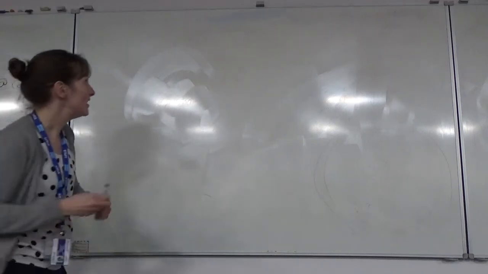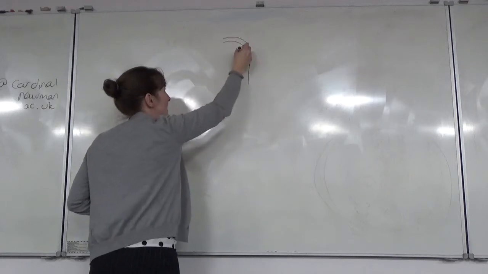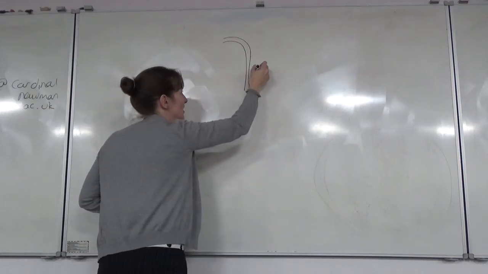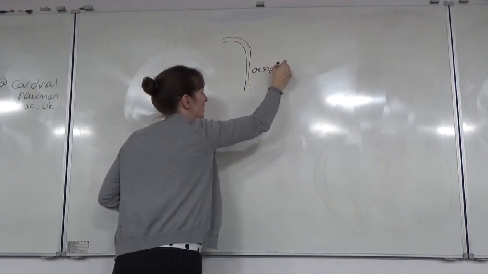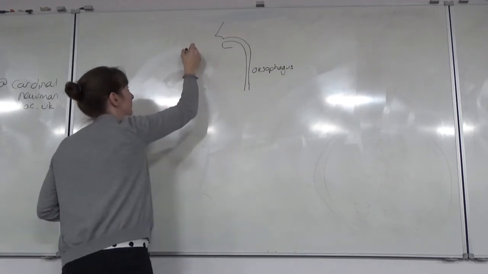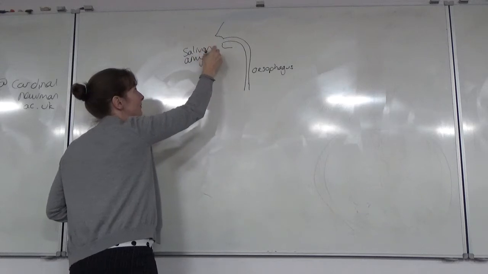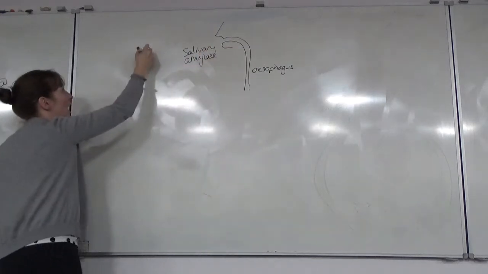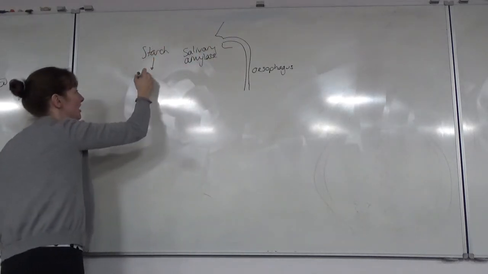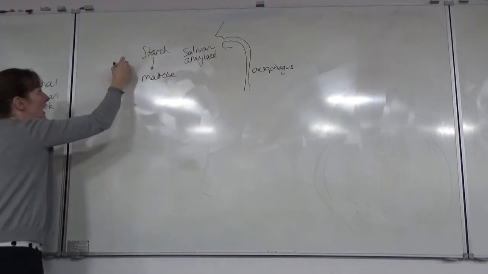Okay, so if we start with digestion, in the mouth you have a tube, the buccal cavity goes to the esophagus, so this is your esophagus. In the mouth you have salivary amylase, and that works at a pH of approximately 7, and that digests or hydrolyzes starch into maltose. So that's called amylase.